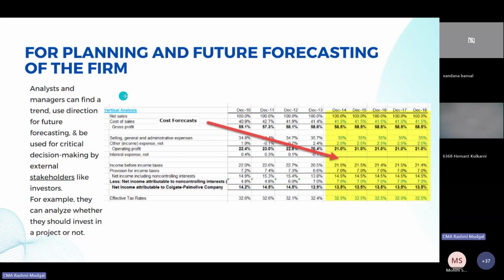Okay, so in this analysis, a manager can find a trend, the direction of the future they can see by forecasting, and it can be used for critical decision making by external stakeholders like investors. For example, they can analyze whether they should invest in the project or not. Is the project worthy enough to take this much risk? Am I okay to withdraw the capital from the current project and put it into a different project? Okay, so this is also taken care of with forecasting.